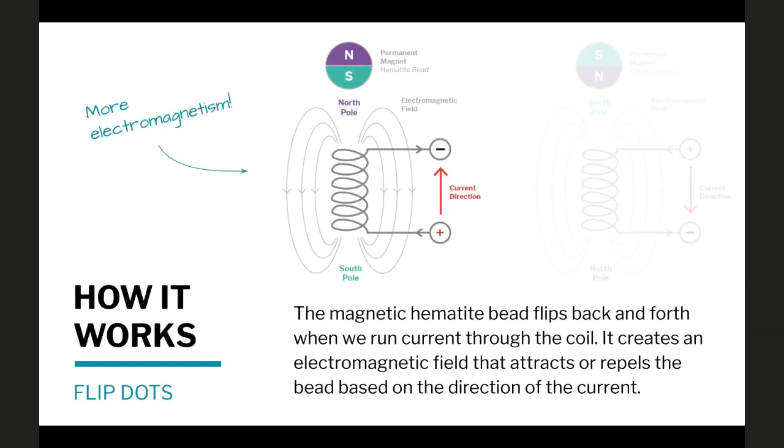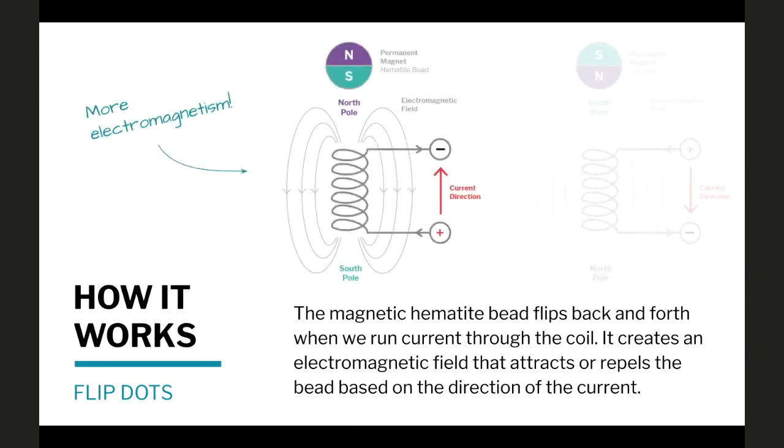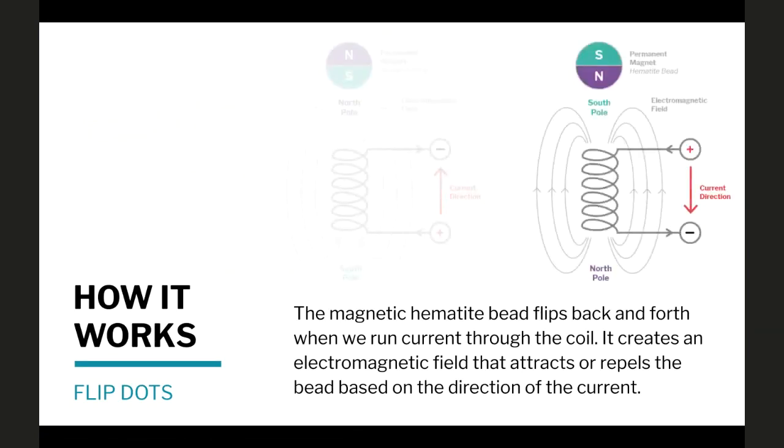Again, just for the sake of time, I'm not going to go into this too much, but if you're interested in electromagnetism in general, and specifically working with flip dots, this will be helpful to go back to. So if the current is moving in one direction, it'll generate a field in one direction, versus if you're moving current in the other direction, the electromagnetic field will move in the opposite direction and will change the state of the bead.